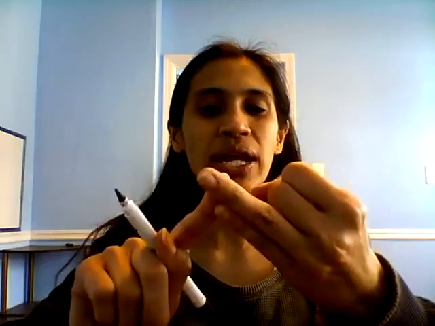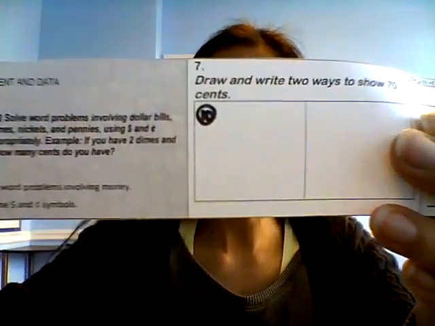So, to make 70, I want to use all dimes. How many dimes do I need to make 70 cents? 7 dimes, because let's count. 10, 20, 30, 40, 50, 60, 70. 70 cents. So I'm going to draw my circle to represent my dime. I wrote a 10 inside of it. So that's 10 cents, another 10 cents, 10, 10, 10, 10, 10, 10.